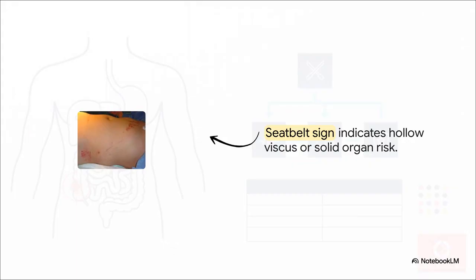Now, even in seemingly minor blunt trauma, visual markers have to drive your clinical suspicion. Take the classic seatbelt sign, for instance. Seeing that distinct bruising right across the abdomen is a massive red flag. It must immediately elevate your suspicion for an underlying hollow viscus injury or solid organ laceration, which dictates careful serial observation at the bare minimum.